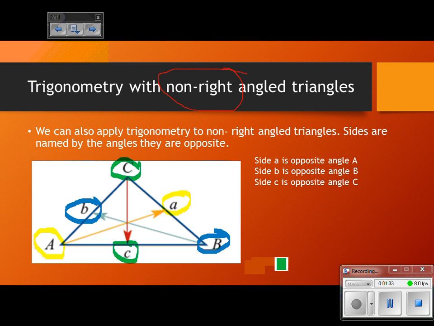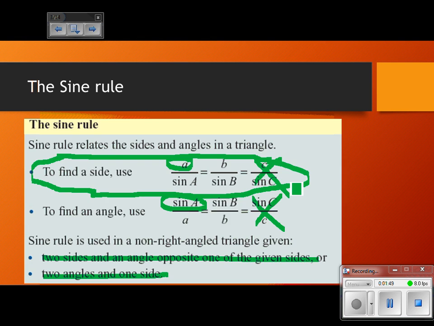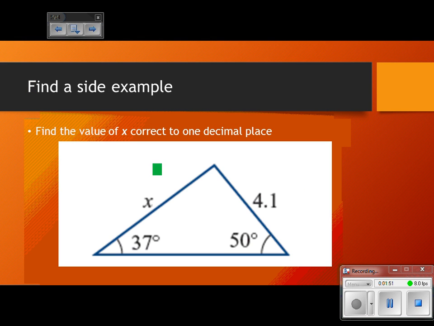Next slide. Right, two formulas, two different results. One's good for finding a side, one's good for finding an angle, and to change it to the other one, we just flip everything the other way up. It's included on your formula sheet, as I said.